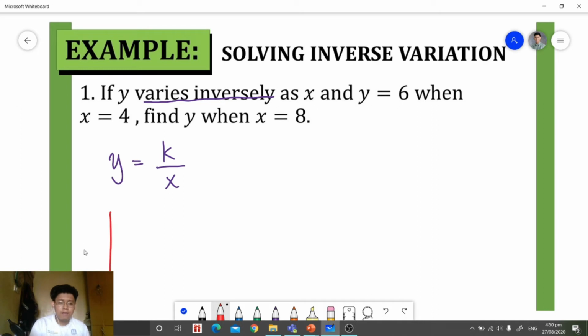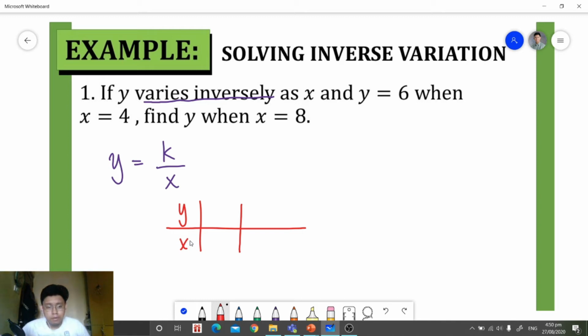After that, we will prepare our table of values for our given. Take note that they have a pair of x and y. Since we are given the variables y and x, and since they are a pair of dependent and independent variables, we're going to write our given in the form of a table of values. For our given, we have y equal to 6 when x is equal to 4. Now we're looking for the value of y when x is equal to 8.